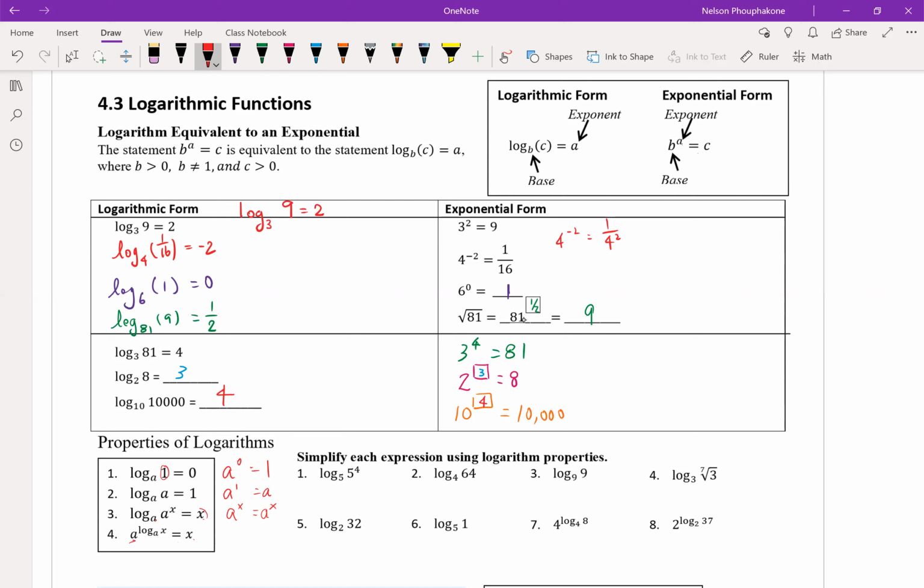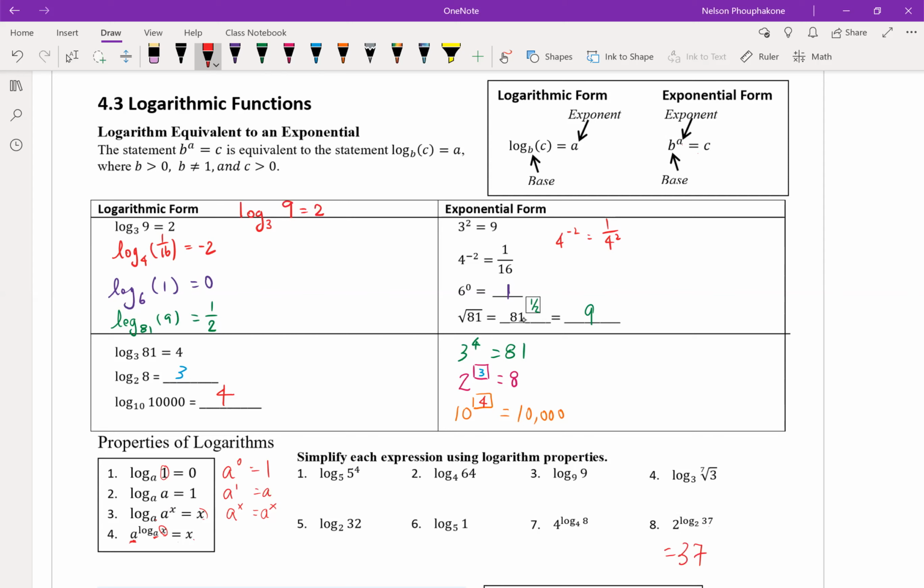Now you will notice that this base and this base must be the same number. If this is the case, then my answer is equal to x right here. For example, like number 8, you have 2 raised to the power of log base 2 of 37. Then, of course, your answer would be 37.